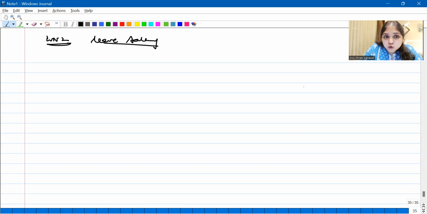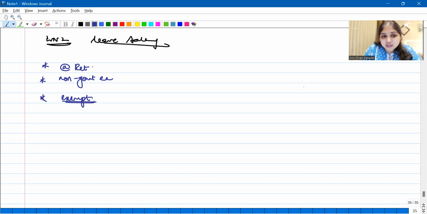Again, tell me, how do you start? You always start by thinking: did you receive leave salary during service or upon retirement? Here my assessee is receiving all of this only at the time of retirement. And my assessee is a non-government employee. Had my assessee been a government employee, I would have said it is fully exempt. Now tell me, to calculate exempt leave salary, how many things will I calculate? Here I will calculate totally 4 things.